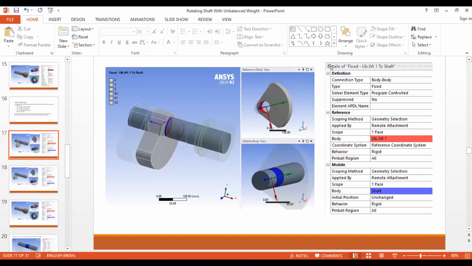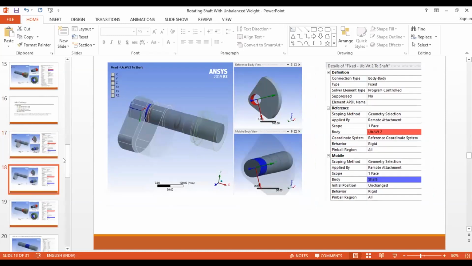So here the unbalanced weight is fixed to the shaft. Here there is no preference. Here the shaft is always moving, so that's why the shaft is selected in the mobile region and the unbalanced weight in the reference region. So make sure you do this process for both unbalanced weights.